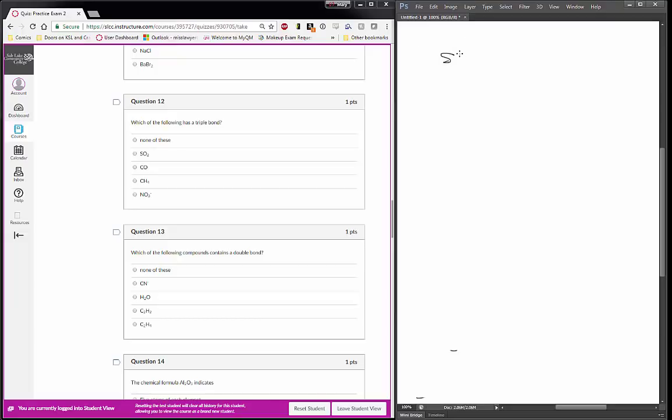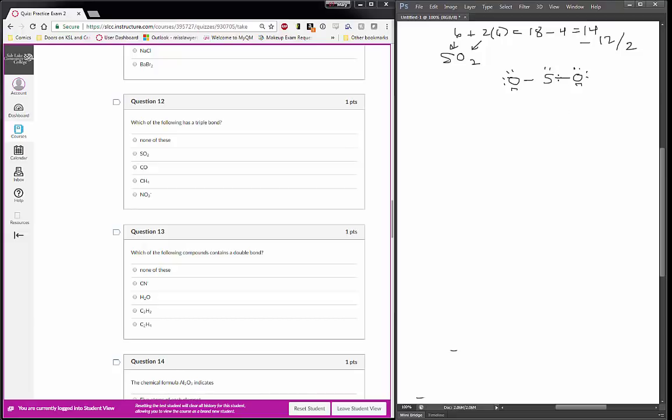We have SO2. Sulfur comes in with 6. Each oxygen comes in with 6, and there are 2 of them, so I have a total of 18. We're following our rules for drawing Lewis dot structures. Sulfur is in the middle because it's listed first. We have 2 single bonds to oxygen atoms, so I've used up 4 electrons. That leaves me with 14, and now I distribute around exterior atoms, and each of those oxygens is going to need 6 more to make a full shell. That means I've used up 12. I've got 2 remaining. That goes on the sulfur.